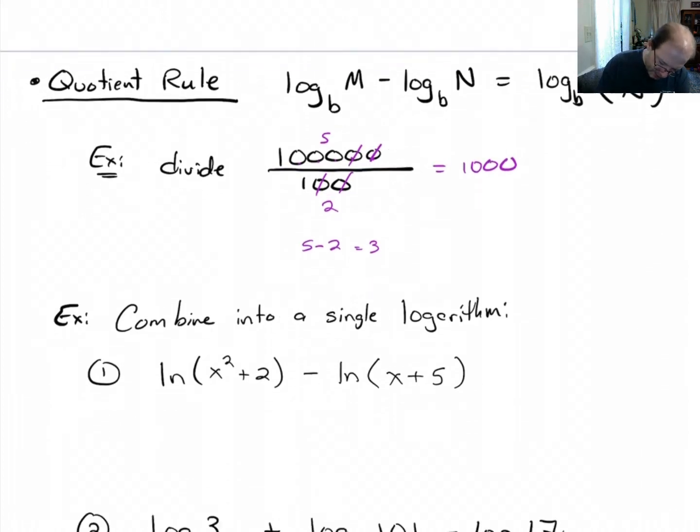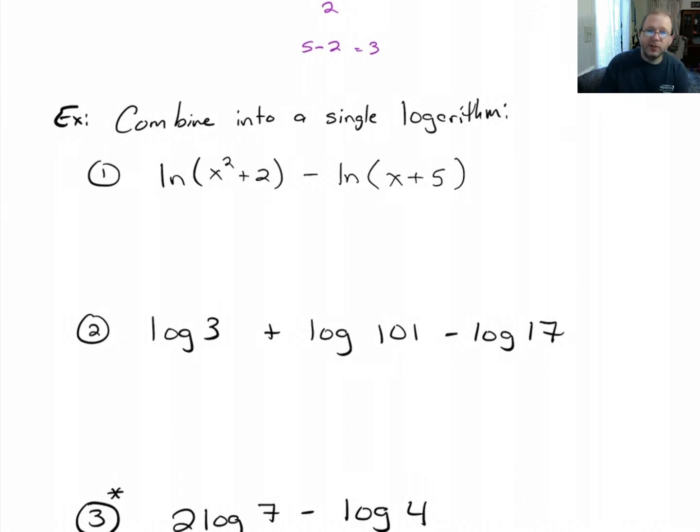All right, so let's use this rule to combine some things into a single log. So if you've got natural log of this minus natural log of that, you can put this together into natural log of the quotient x squared plus 2 over x plus 5.